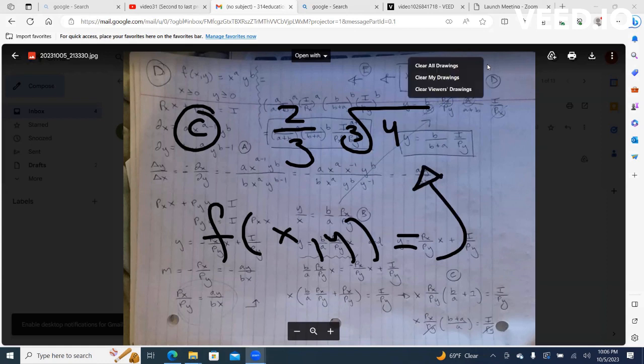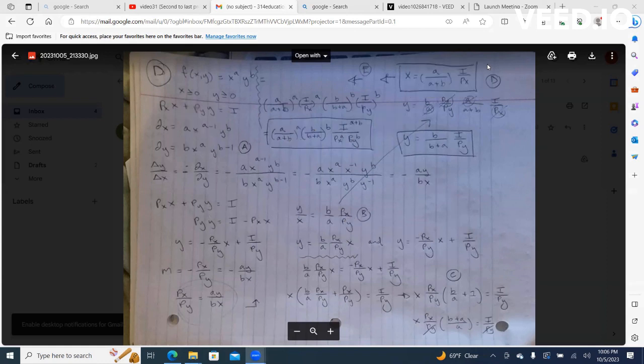Okay, so all that is left is D. Now, D cannot possibly be done in one 10-minute video. D is on the page, and the function is f of x y equals x to the a, y to the b. So it's a very general Cobb-Douglas, and it's always x y greater than or equal to 0. We don't need that, but we do need our constraint.